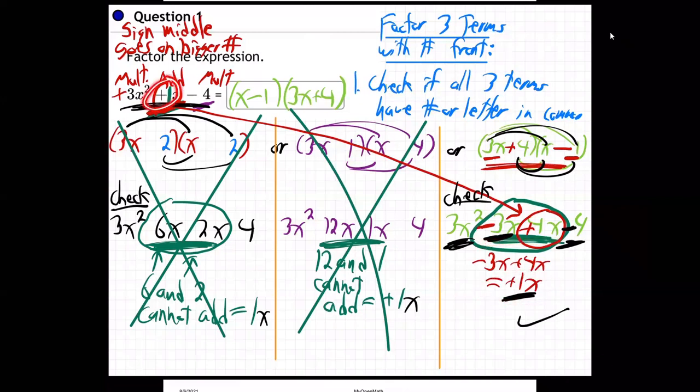How do they do it? Sign in the middle goes on the bigger, the plus goes on the 4. Sign in the middle is plus, goes on the bigger number. 4 is bigger than 3. The bigger number is 4. Plus 4 minus 3 is plus 1. That's right. Put it up here. Plus 4 minus 1. Check it. It's right. There we go.